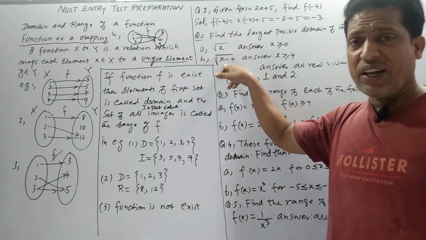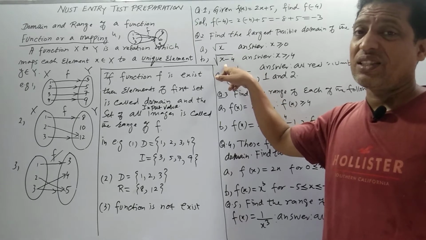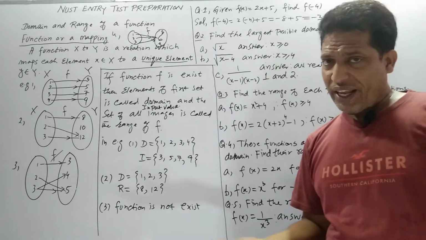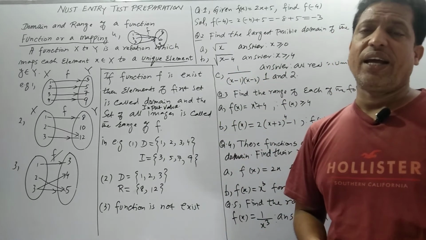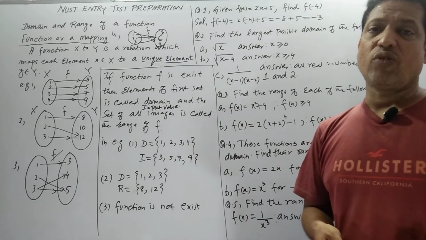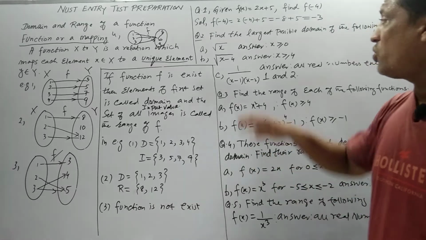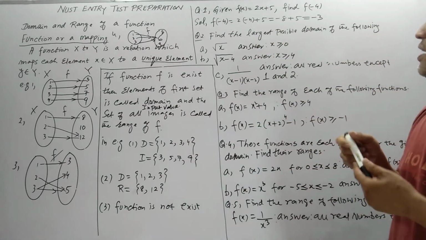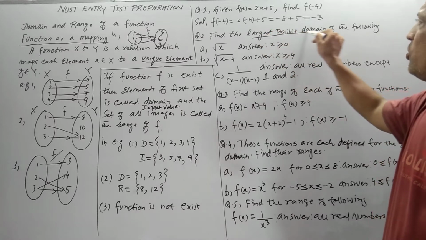Can we put 3 over here? Again we will get a negative. 3 minus 4 is minus 1. Can we put 4 over here? Yes, because 4 minus 4 is 0 and the square root of 0 is possible; the square root of 0 is 0. So the domain of this function, because the requirement is to find the largest possible domain.